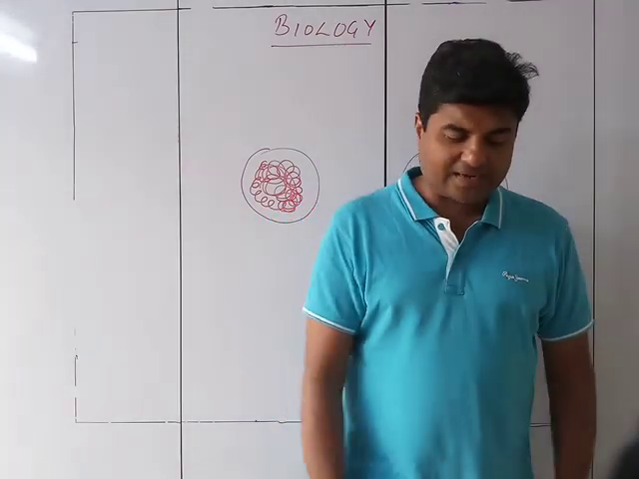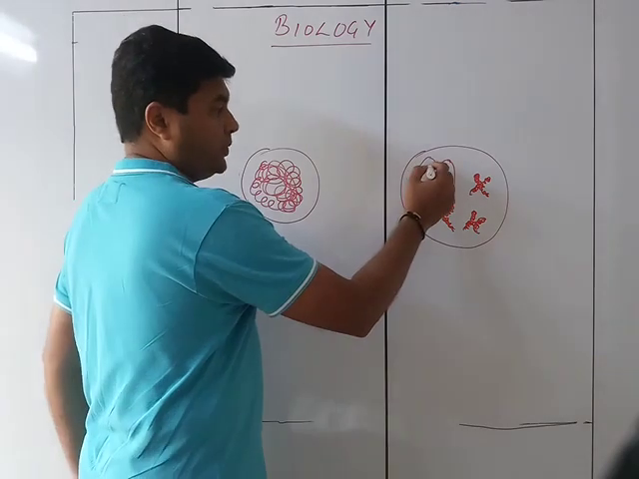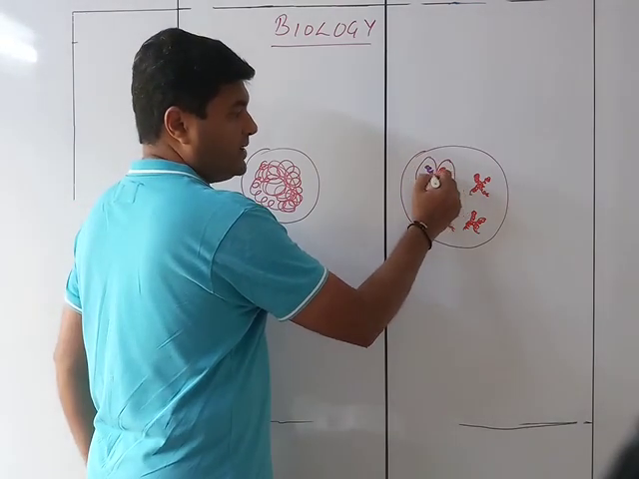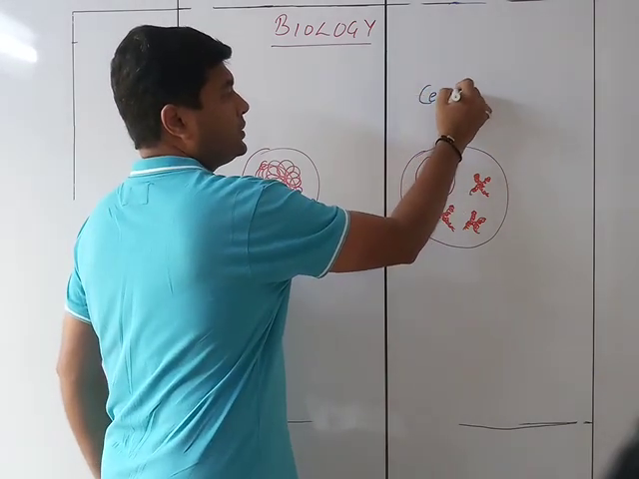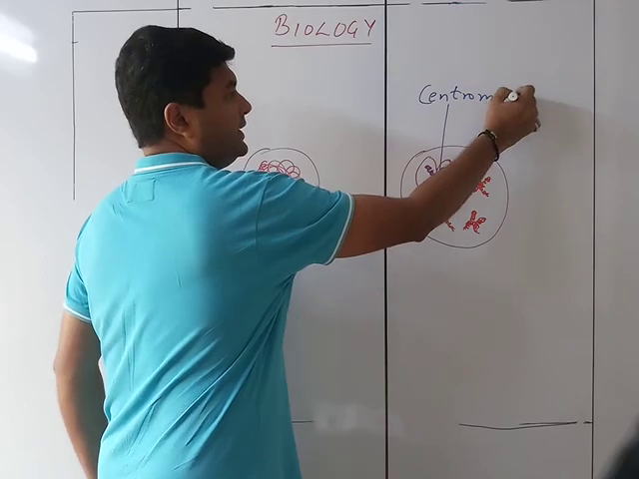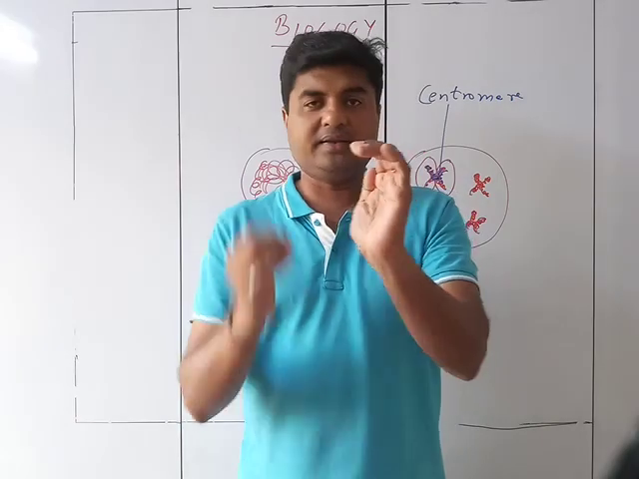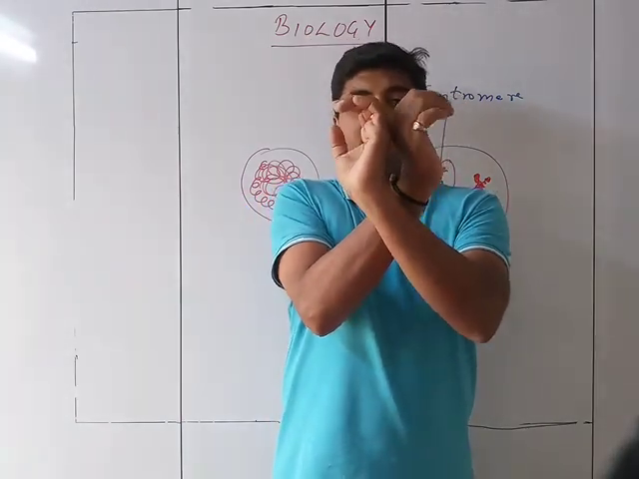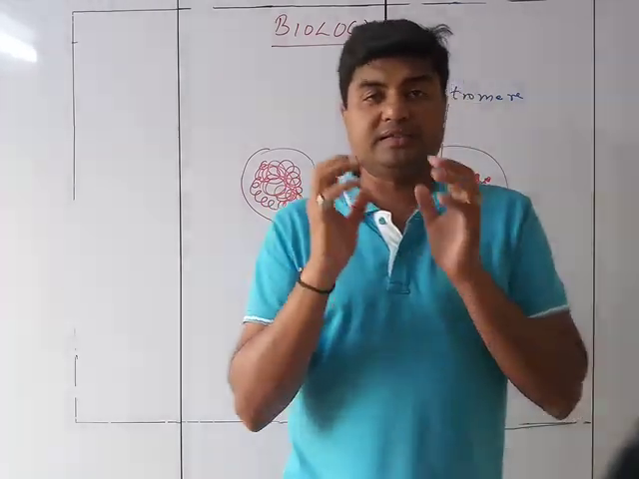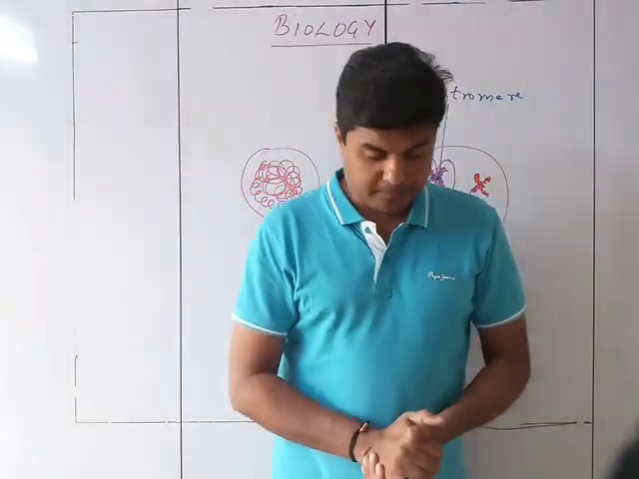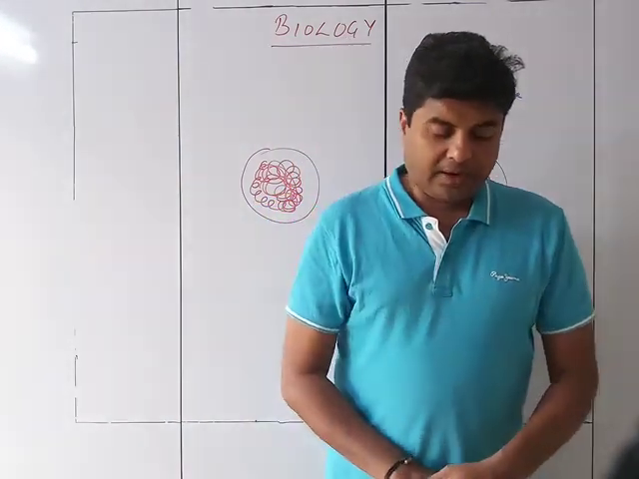The chromatids are joined at some point along the length. This point of attachment, where this chromatid and this chromatid are attached, is called the centromere. So the centromere is the one which is connecting the 2 chromatids. If I consider that this is one chromatid and this is another chromatid, and they connect like this, my knuckles over here, this point is what is called the centromere.